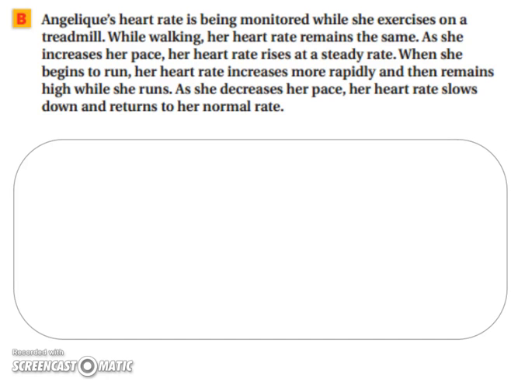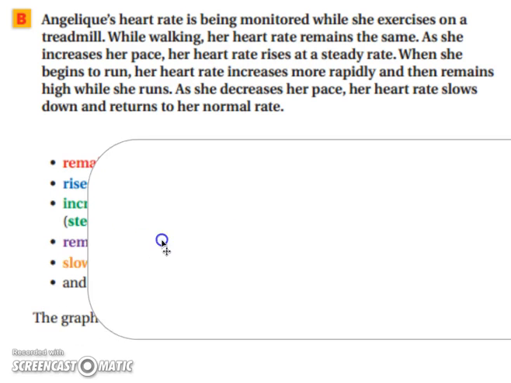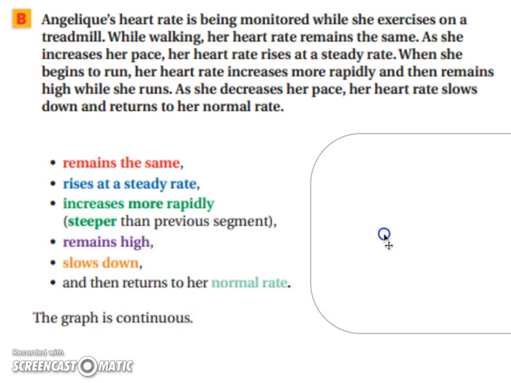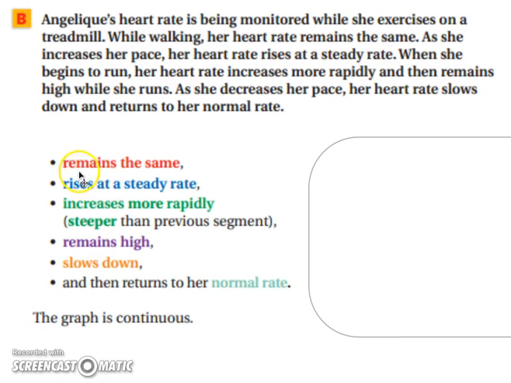I find it much easier to, just like when we highlighted in that first example, maybe make a list so that you know which direction each part of your graph needs to go. So our list might look like this. So first it remains the same, then it raises at a steady rate, then it increases more rapidly, so steeper, remains high, slows down, and then returns to normal.